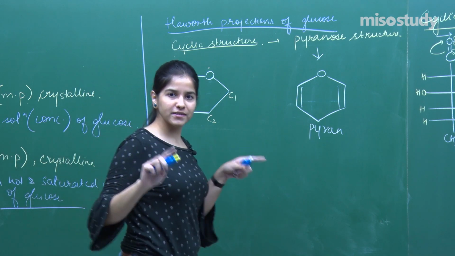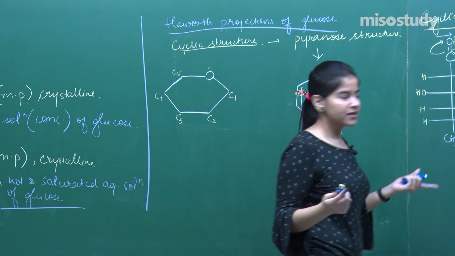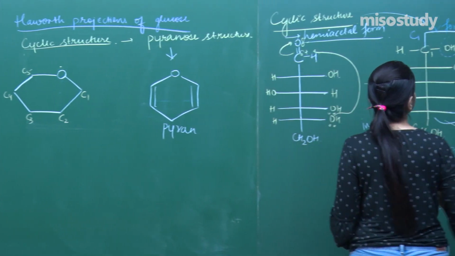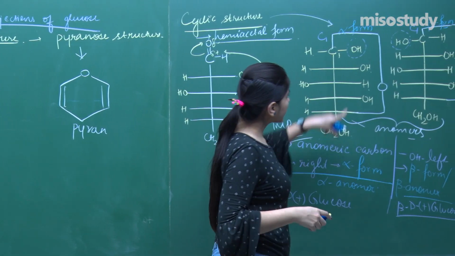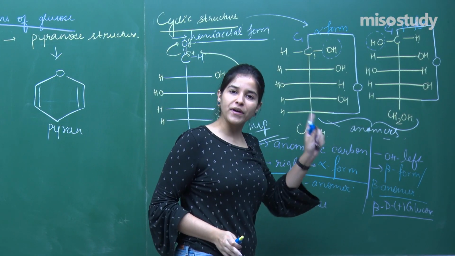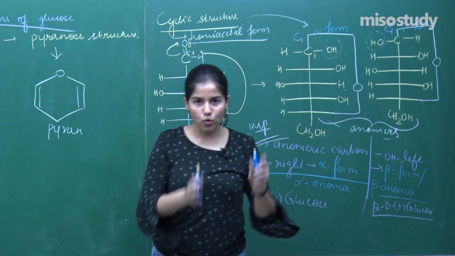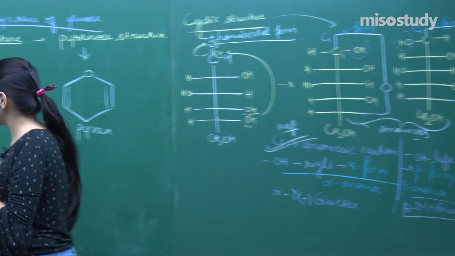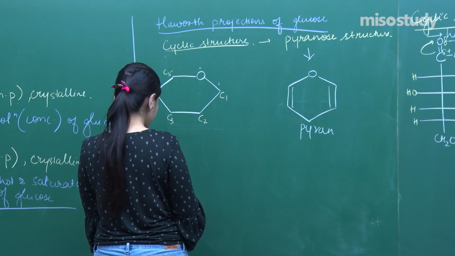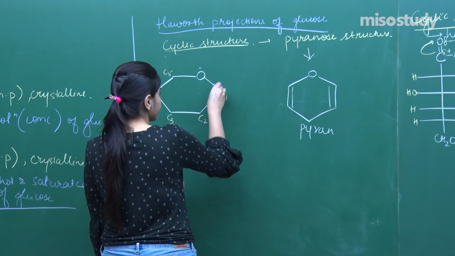Now let's see what C1 has. This is C1. And it has OH to the right hand side. So whenever the OH is to the right hand side, you need to write this OH below, right? You need to write this OH below like that.